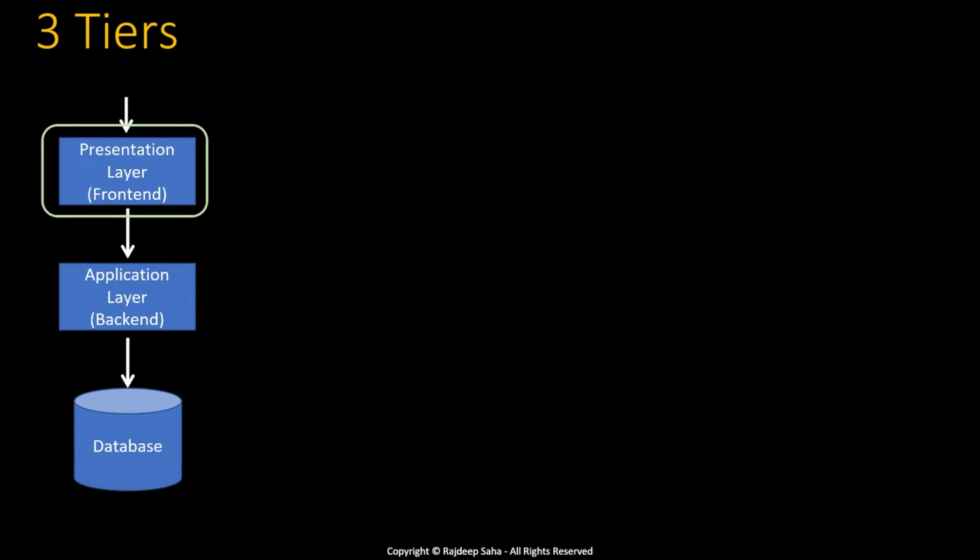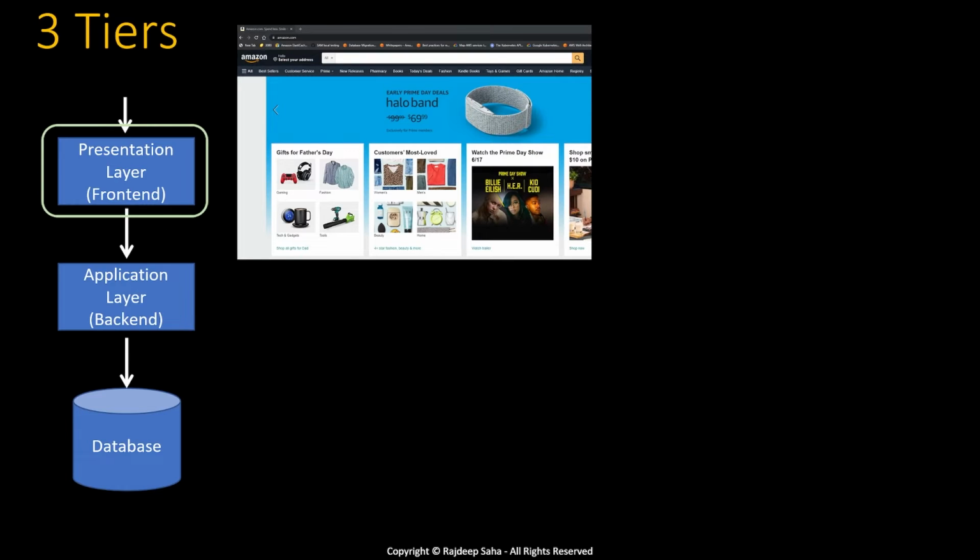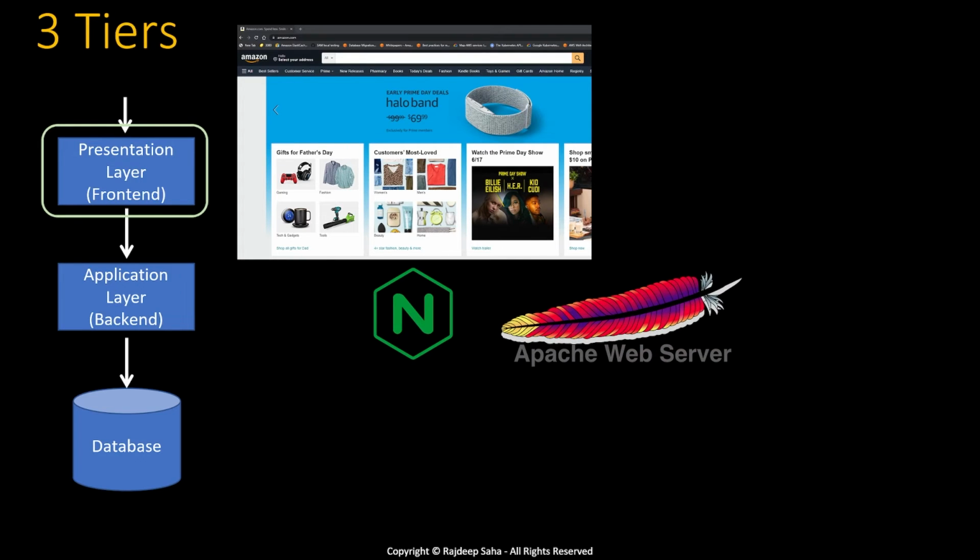Now let's focus on the presentation layer. So one example of presentation layer could be, let's say, the Amazon.com website where you can browse different items, and this website could be running on an Nginx or Apache web server, and there are multiple other options as well. But at the end of the day, this is a presentation layer where your users access your application.